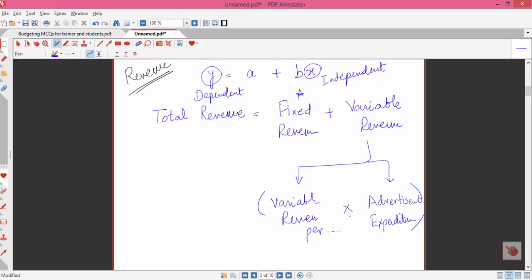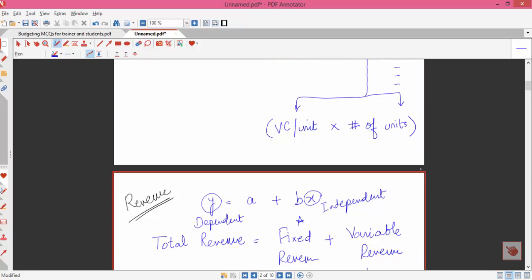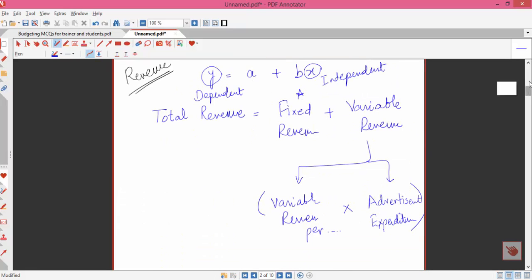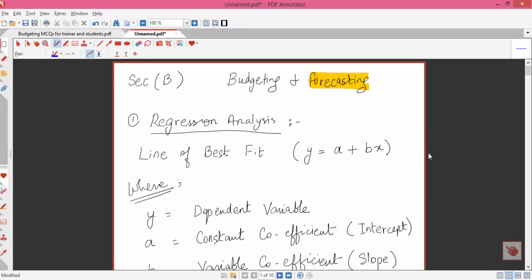So these are two scenarios which we have discussed on this line of best fit, one on cost and the other one on revenue. So I hope you have understood it and you are ready to solve MCQs on this topic, which you are going to do in the next video.